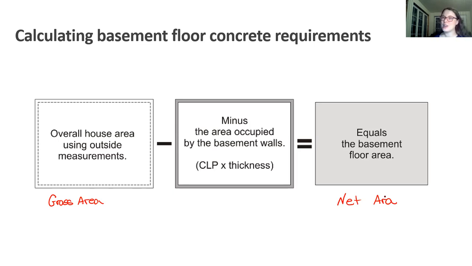Why do we need area? Well, if we know the area of the floor and the thickness of the floor, we can find our volume, because we learned before that volume is going to be equal to the area times the thickness over which that area is consistent.